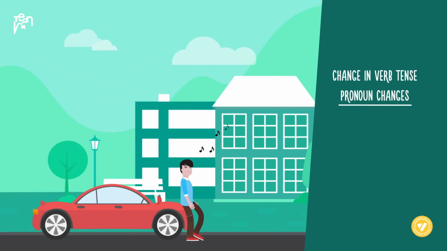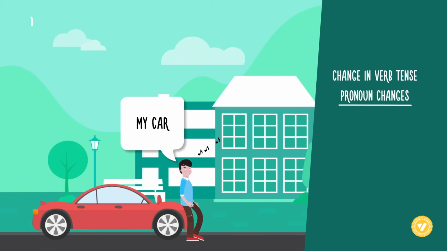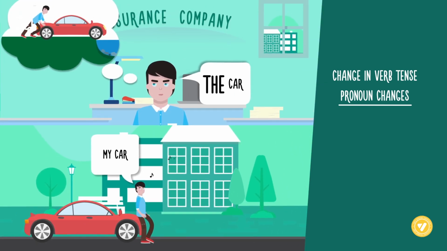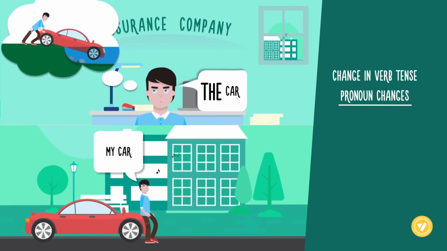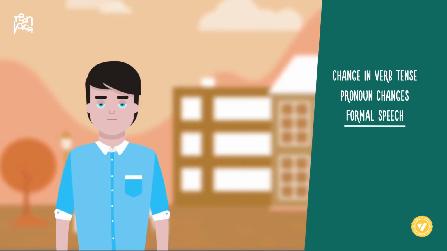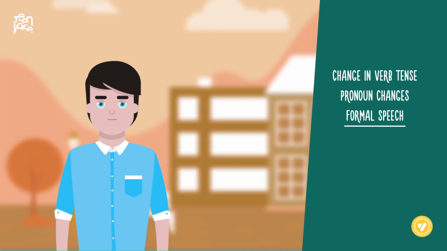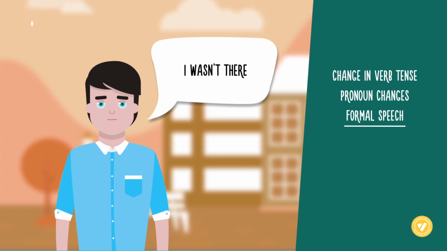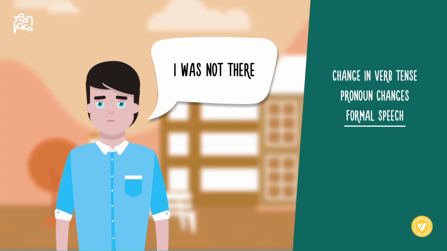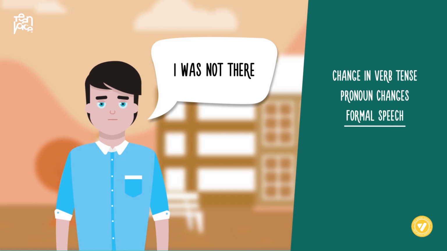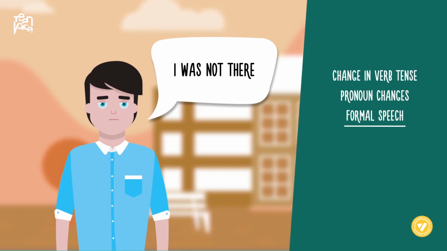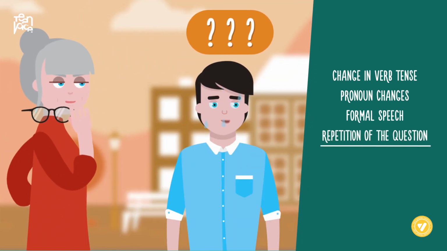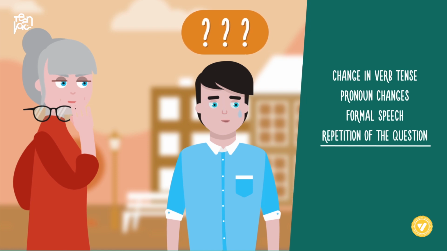Pronoun changes. When lying, it's common that people distance themselves from the object they lie about. My car becomes the car, and personal names are used instead of he and she. Formal speech. When denying something truthfully, a person would normally say, "I wasn't there." But when lying, this often becomes more formal. "I was not there." When lying, people look for that extra emphasis to strengthen the lie. Repetition of the question. This gives the person some time to think about possible replies.